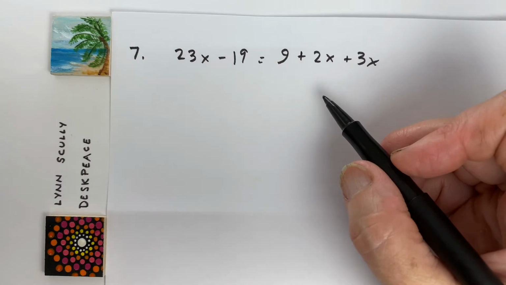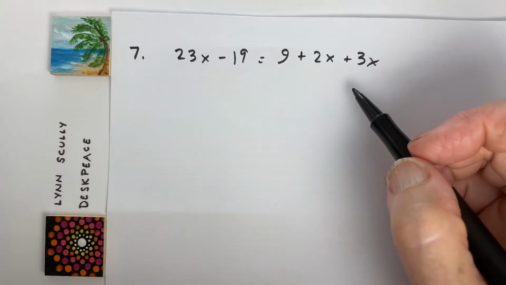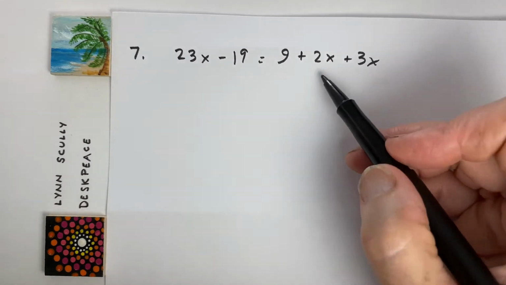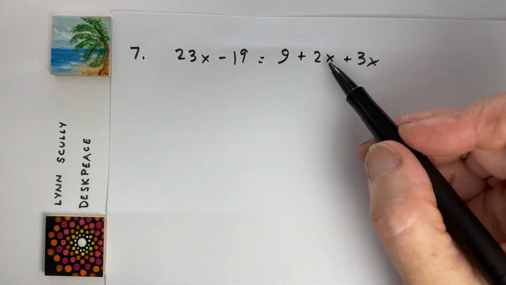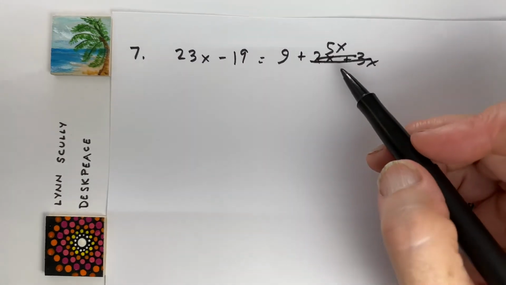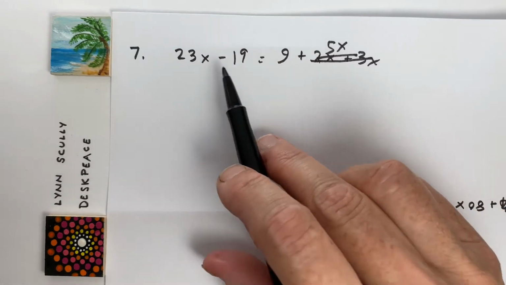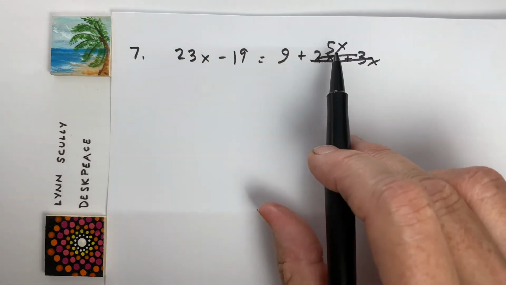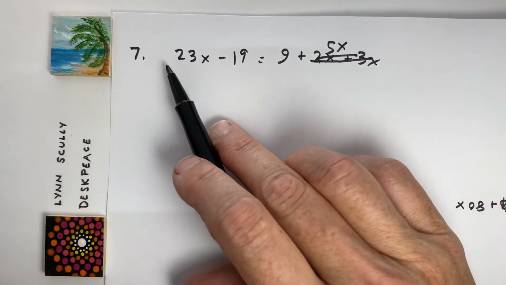Number 7, 23x minus 19 equals 9 plus 2x plus 3x. First, I'm going to collect the like terms over here. 2x plus 3x gives me 5x's. I'm going to just cross it out and go like this because I don't want to rewrite everything. Now I have to make a decision. 23x's, 5x's. I'm going to move these 5x's over to the side with more x's that happen to be positive.